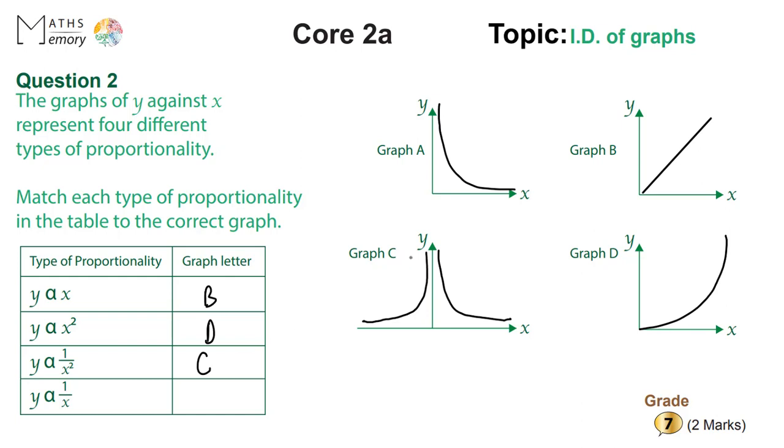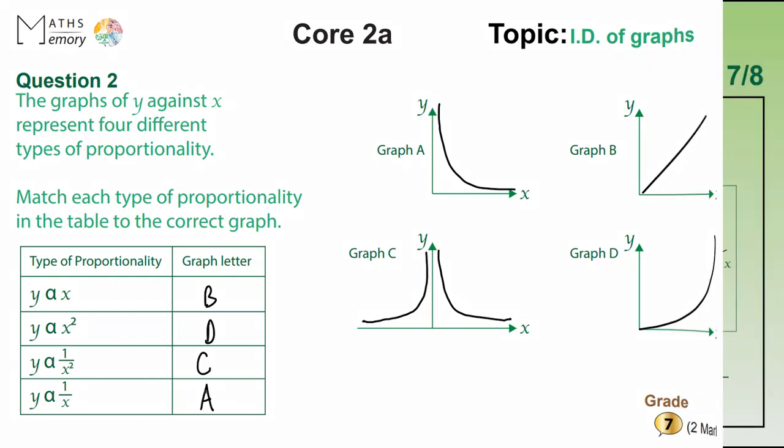C, okay, because y will never ever be negative. So this is the only one that's a bit different if you look at all of them actually. And last one, y is proportional to 1 over x, or the reciprocal, which is the first one, A. So look through those. That's quite a simple question, but make sure you memorize these.